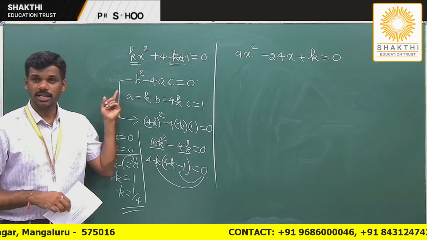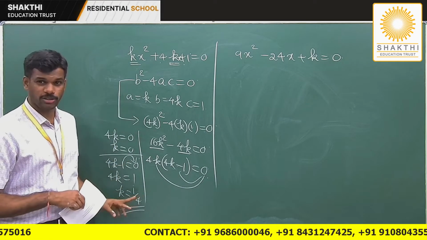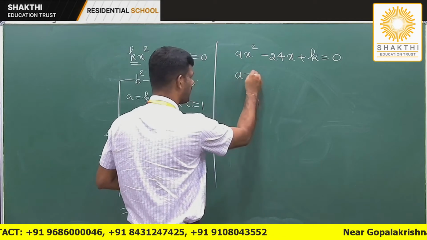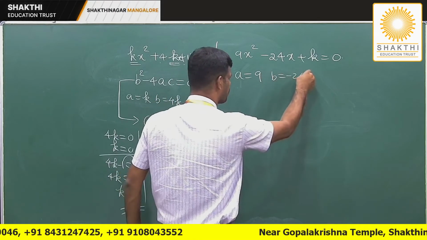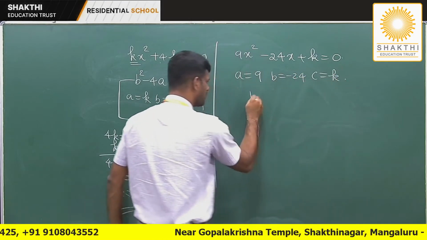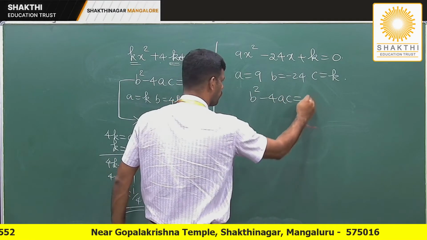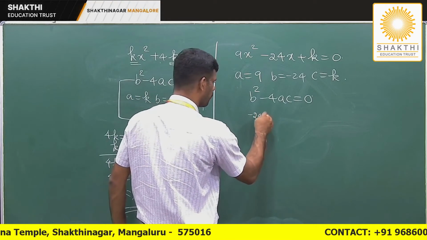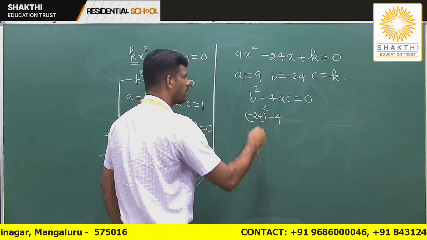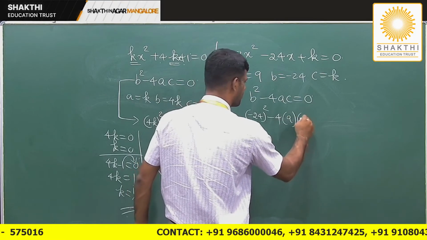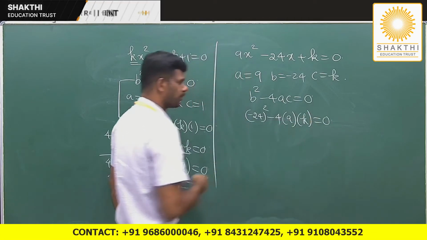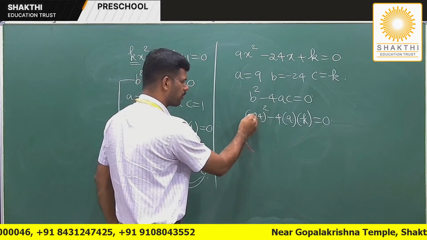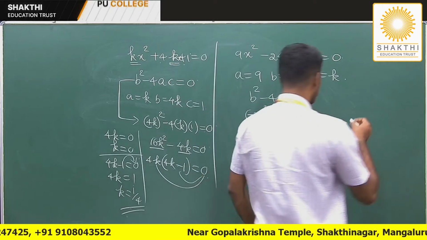My dear students, this is a question worth a minimum of 2 marks. Be very, very careful about this question. Let us use the same technique here: a is equal to 9, b is equal to minus 24 and c is equal to k. This is an easy problem because you know that b square minus 4ac is equal to 0. Let's substitute: (minus 24) whole square minus 4 into a, which is 9, and c, which is k, is equal to 0. Most students make a mistake here.